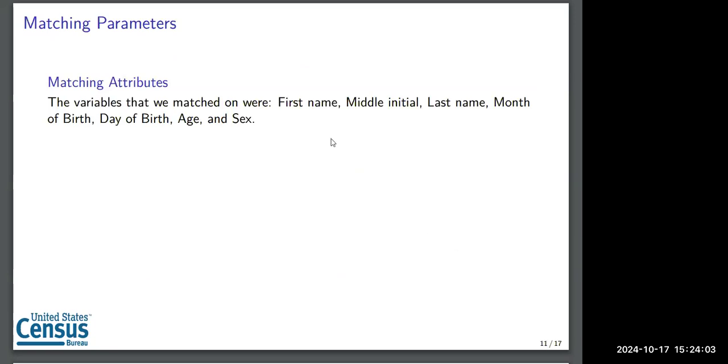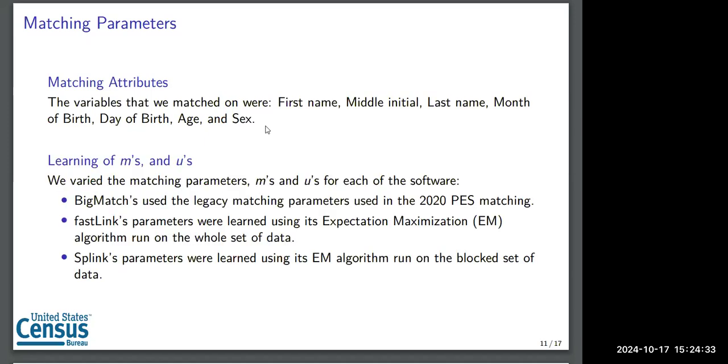The matching parameters that we used: we matched on first name, middle initial, last name, month of birth, date of birth, age, and sex. We didn't use any address characteristics for this because for the post-enumeration survey, we're trying to find records that could potentially exist at other housing units, because there's this potential that a person is represented at a different address on census day. So we're trying to find these duplicates in that sense. So we're just using the person characteristics for our deduplication.